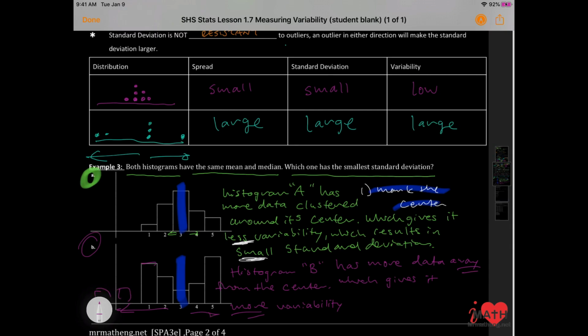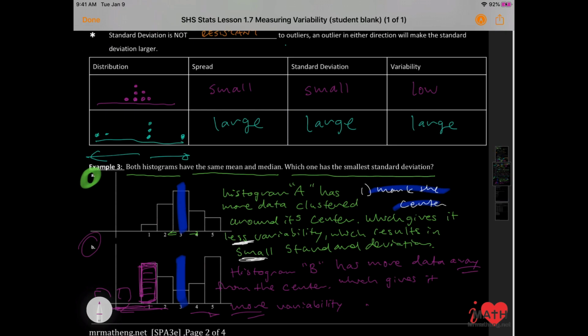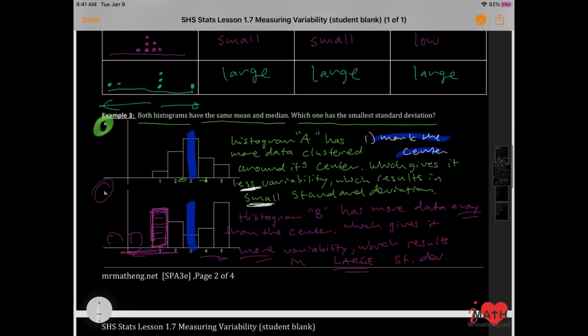Remember, when the histogram building is tall here, that means there's a lot of data happening in there. Okay, it's spread out further away. More variability, which results in what kind of standard deviation? A large standard deviation. Okay, so hopefully that drives the point home. Let's go over the next page here.